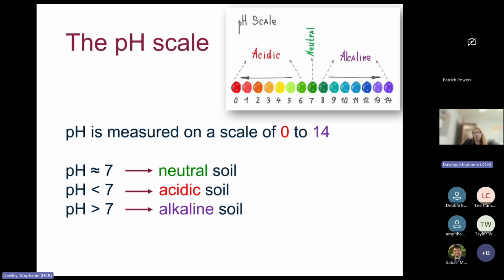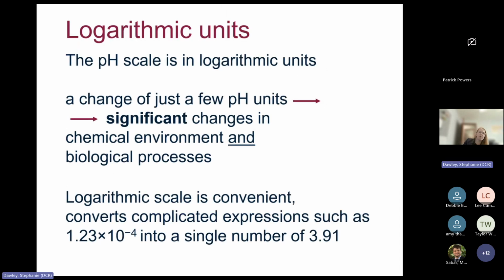We have a nice little chart here showing you, on the red, orange, yellow side, acidity, and the blue, purple side, alkalinity. A pH of 7 is neutral. Generally 6.8 to 7.2, I think, is near neutral. Anything below 7 is acidic. Anything above 7 is alkaline or basic. There are so many different terms for one thing. And it's a logarithmic scale.